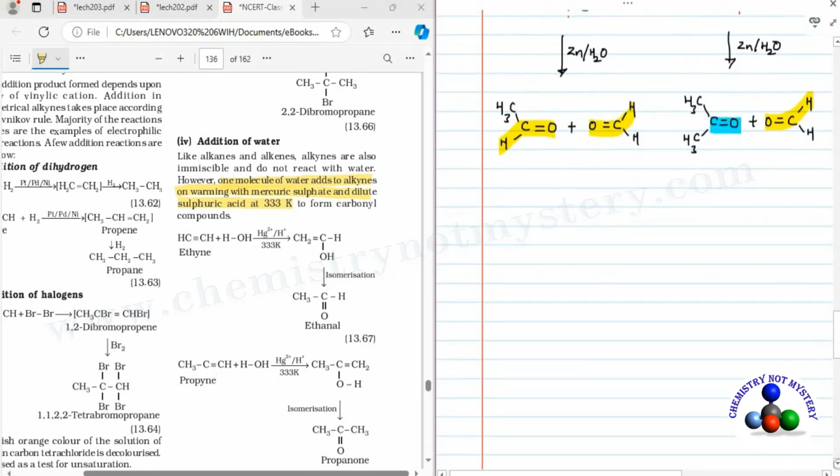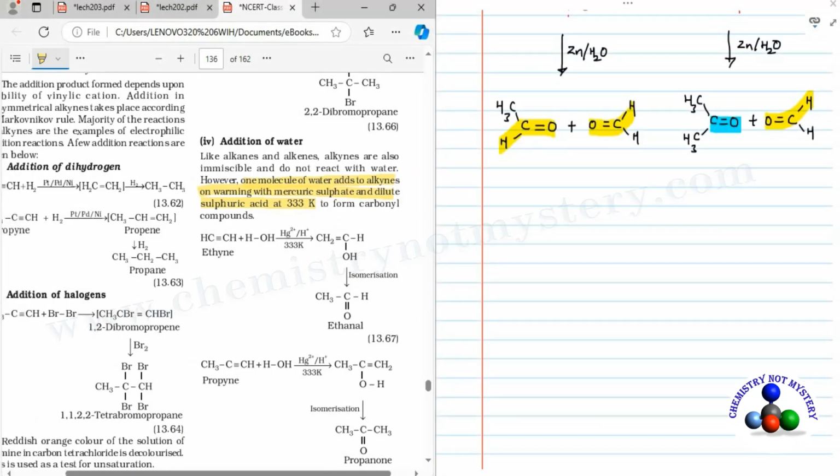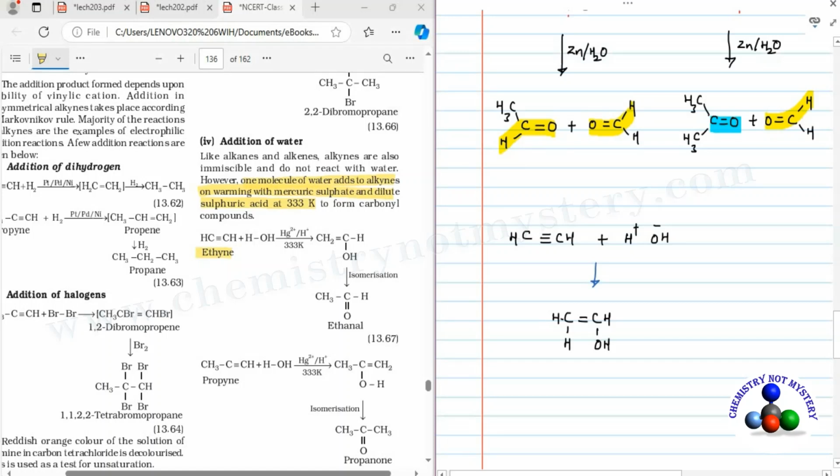Let's quickly revise this reaction. So here this is ethyne. Let's draw CH triple bond CH, and here you have to add a water molecule, so H plus and OH negative. As ethyne is symmetrical, there is no need to follow Markovnikov rule. You can add H plus to either of the carbon. So here you will get CH. If I add hydrogen to this carbon, CH, and I am going to attach OH to this carbon.